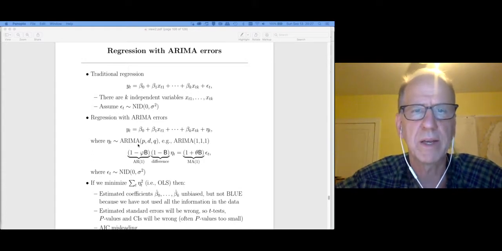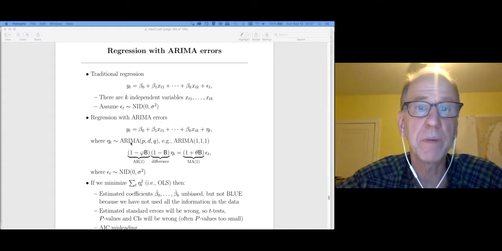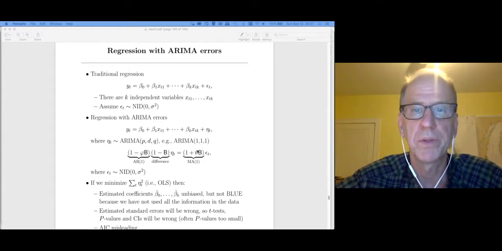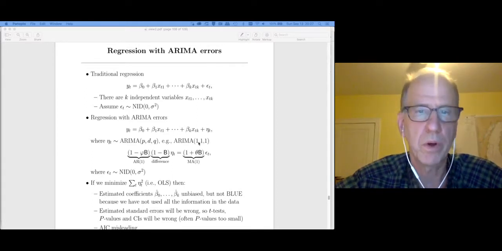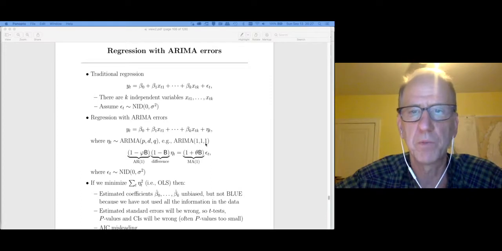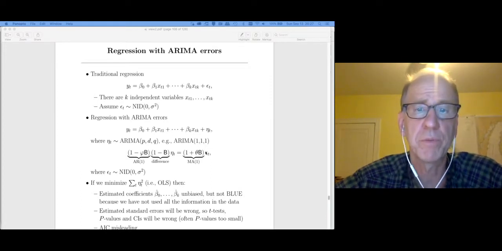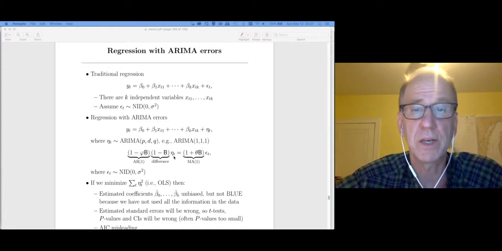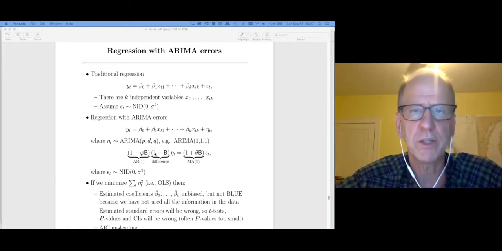So we're going to write it like this. Eta may have an ARIMA distribution with 1, 1, 1. So this would be one difference, one autoregressive coefficient, and one moving average, which we've been writing in backshift notation as follows. Then what we say is these epsilons are white noise. So it's very important that we be able to write equations like this.